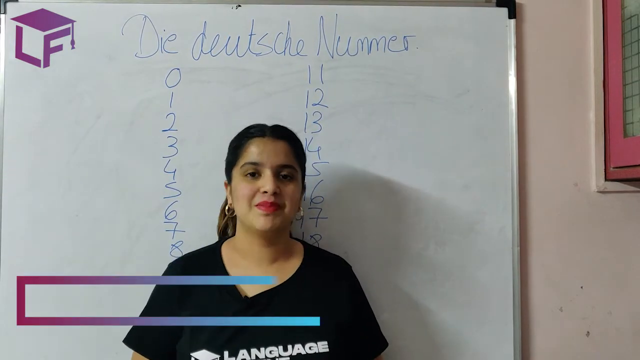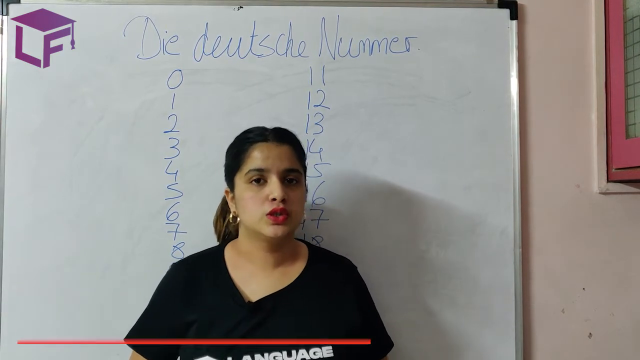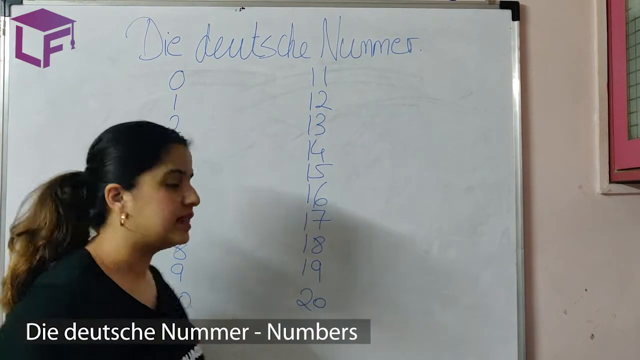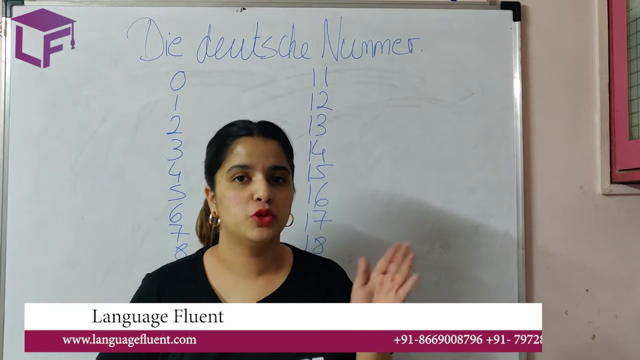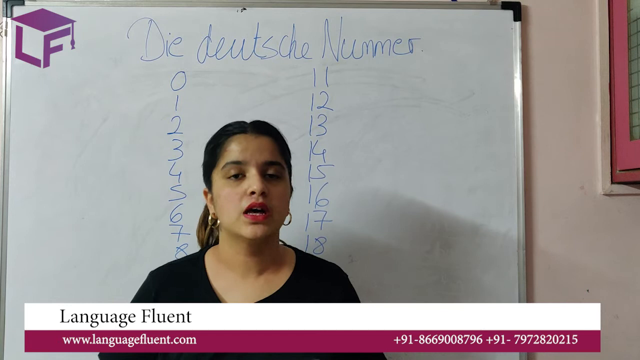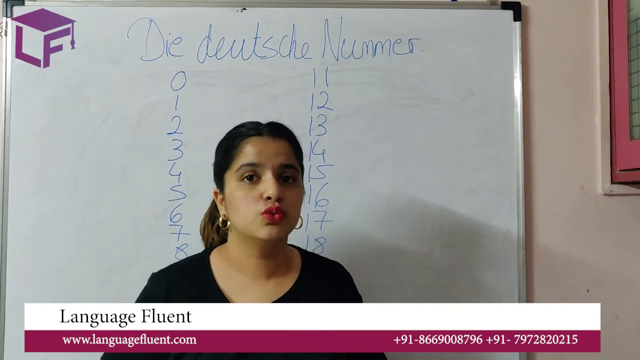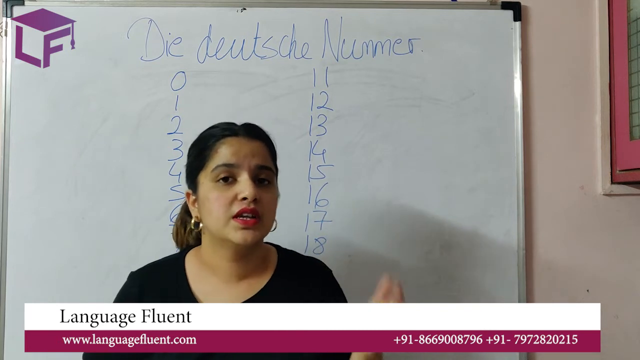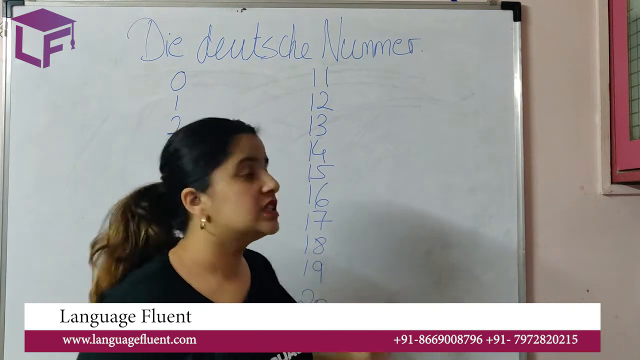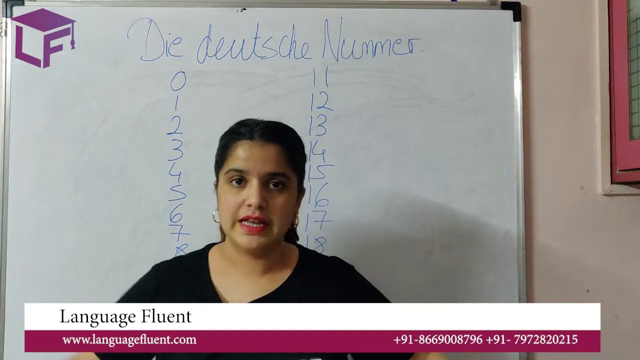So, hi everyone, my name is Shreya and today we are going to learn the German numbers. To begin with, we are going to learn the numbers from 0 to 20 and then later on the numbers from 20 to 100. Before we start, the most important thing is to listen to the pronunciations very carefully, because the most important part in learning these numbers is the pronunciation and the different words. So, let's begin.